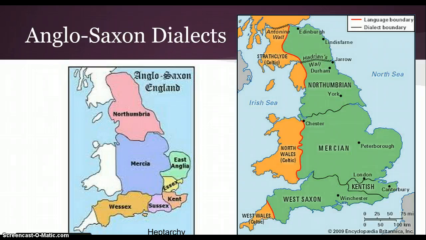There are four dialects of Old English spoken in the Anglo-Saxon Heptarchy: West Saxon, Kentish, Mercian, and Northumbrian. These dialects were established geographically, with Northumbrian spoken in the north, Mercian in the Midlands, West Saxon in the southwest, and Kentish in the southeast.